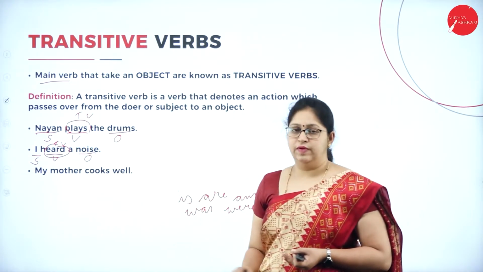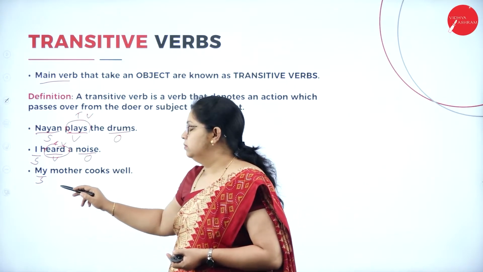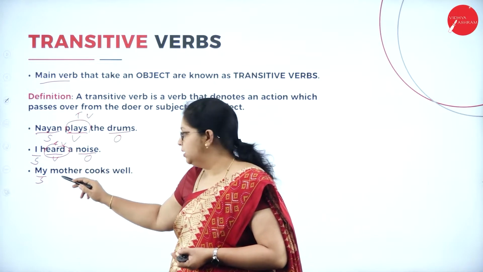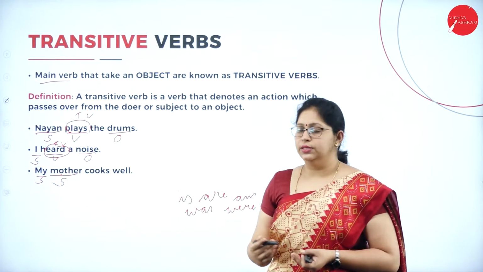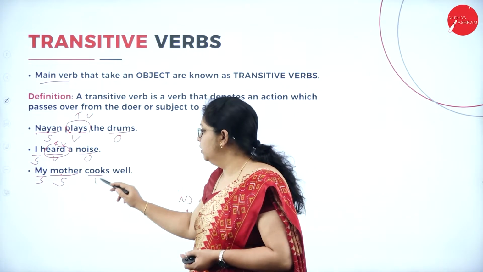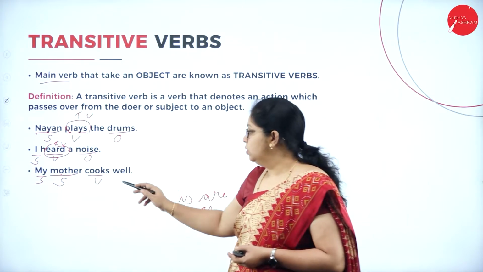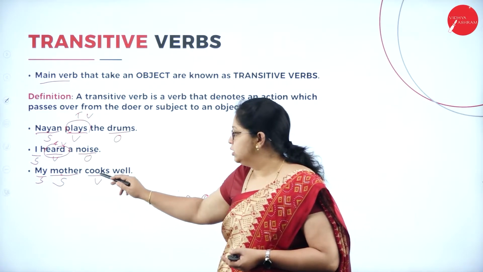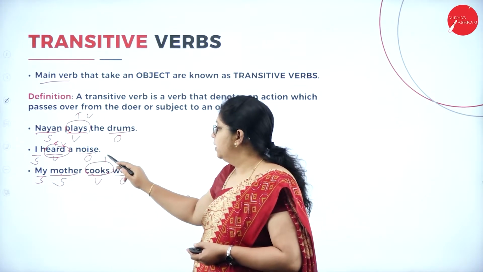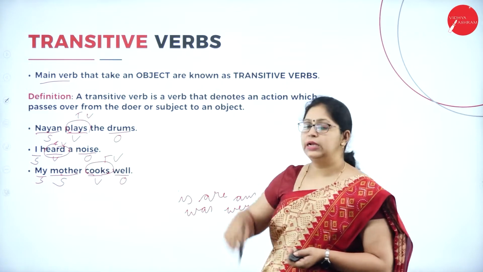My mother cooks well. My and mother both are subject. Cooks is action. So cooks is verb. How does she cook? She cooks well. Correct? So this is object. If there is object, this verb will become transitive verb. Hope you have understood what is transitive verb.